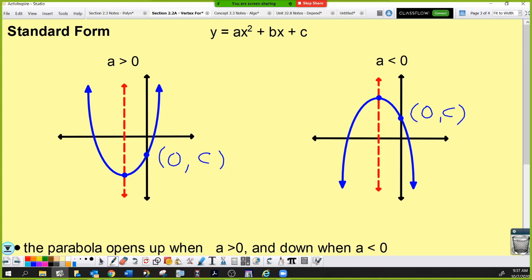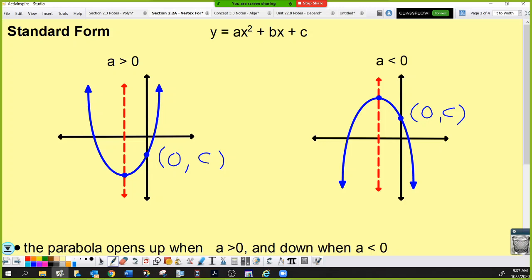In standard form, which you're looking at right here, ax squared plus bx plus c, the y-intercept is always the number at the end. Mr. M, how do I recognize standard form? Standard form will never have any parentheses in it. That's how you recognize it. Standard form never has parentheses. It's remarkable the number of people that didn't write that down.